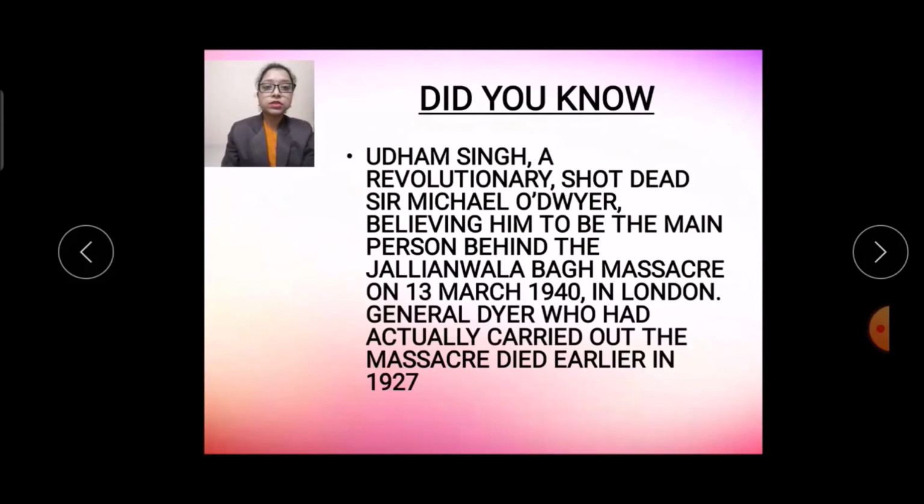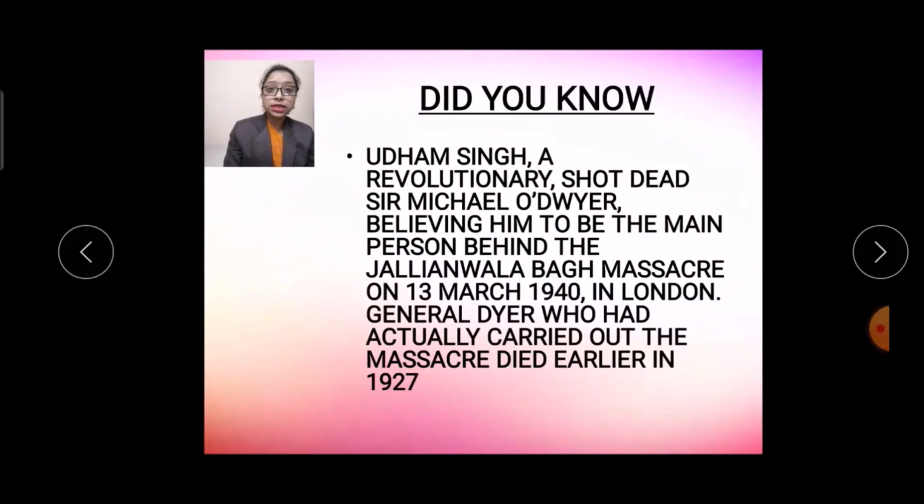So now let's see next, children. This "Did you know" is given in your book. So now let's read it out and understand it. Udham Singh, a revolutionary, shot dead Sir Michael O'Dwyer, believing him to be the main person behind the Jallianwala Bagh massacre, on 13th March 1940 in London. General Dyer, who had actually carried out the massacre, had died earlier in 1927.